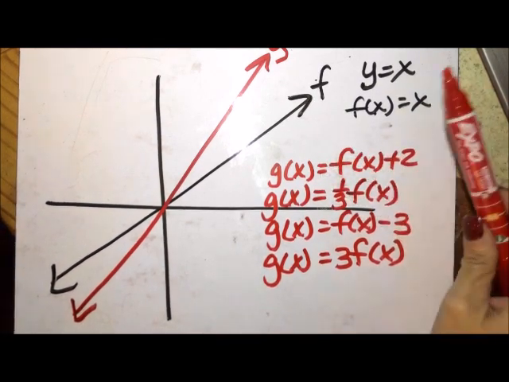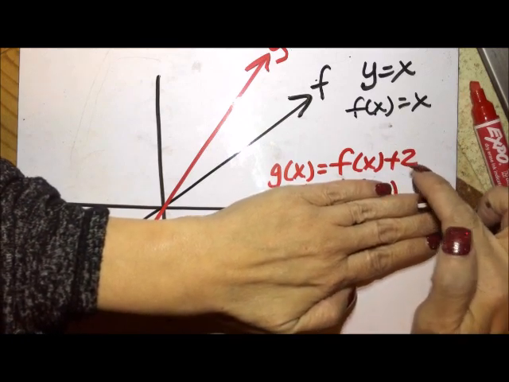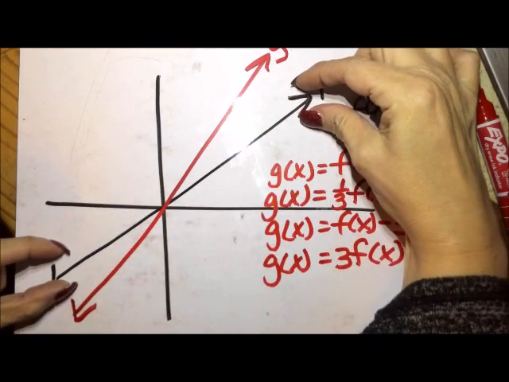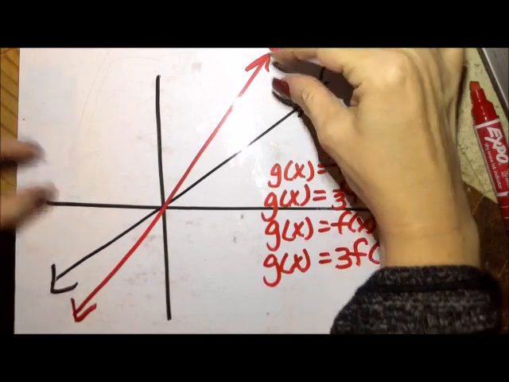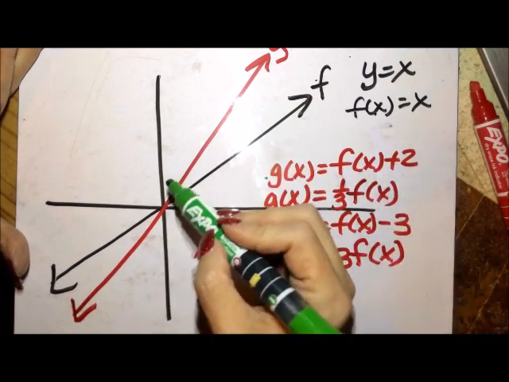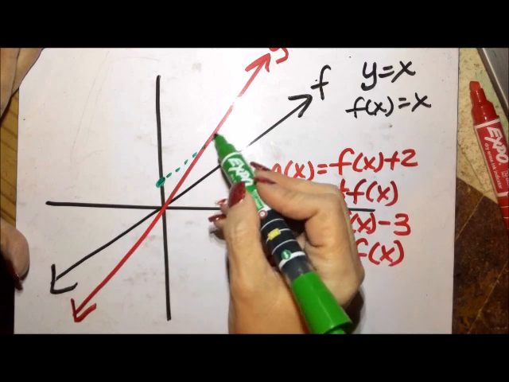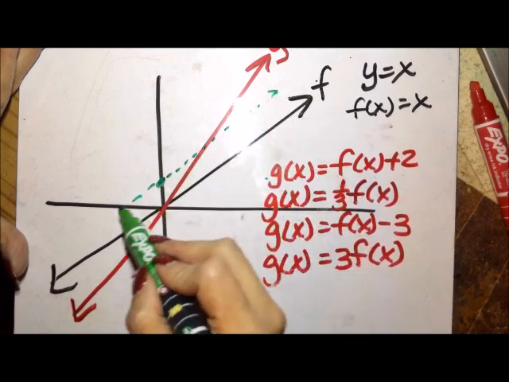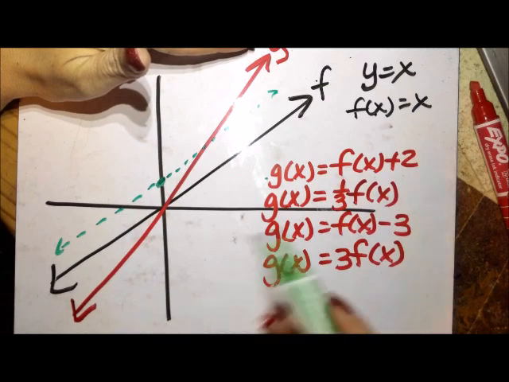Okay, let's just take it problem by problem. F of x plus 2. When you add 2 to the parent function, remember that picks it up when you add 2 on the end, and it moves it up 2. So this first one right here, f of x plus 2, has the same slope, it just moves it up 2, and it would look right here. Well, that's not g of x, is it? No, so it's not this one.